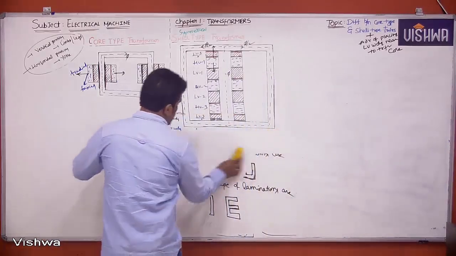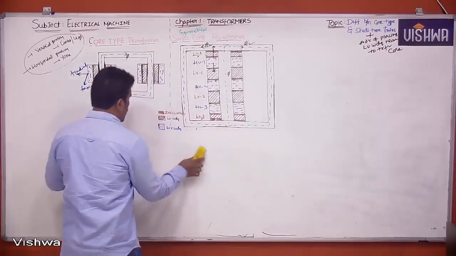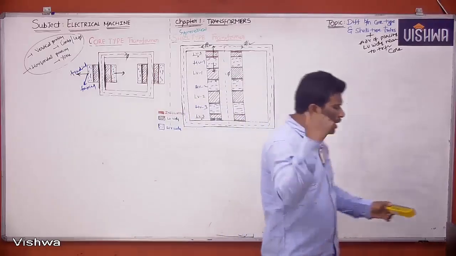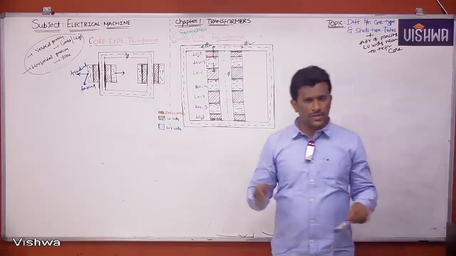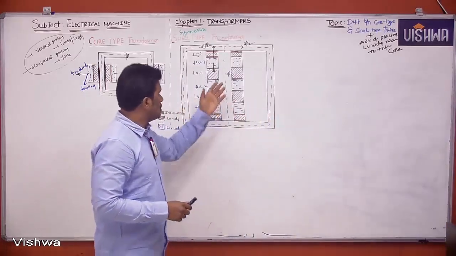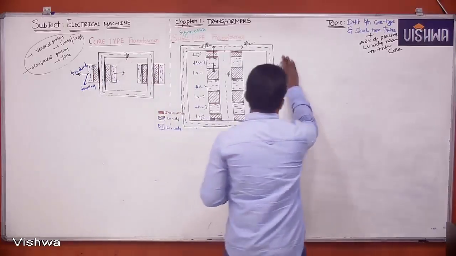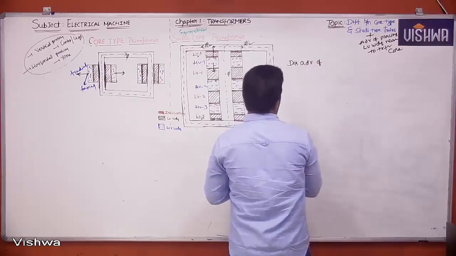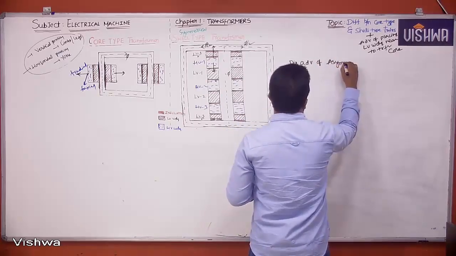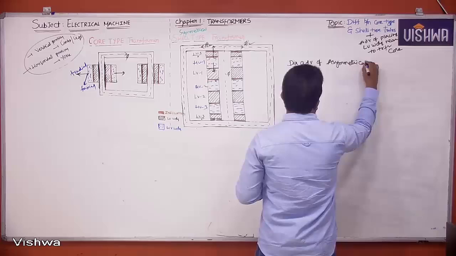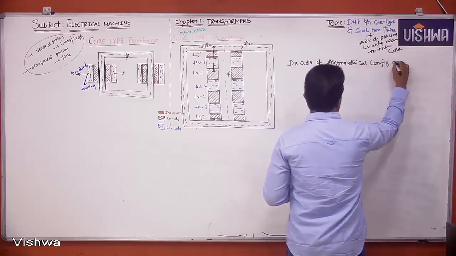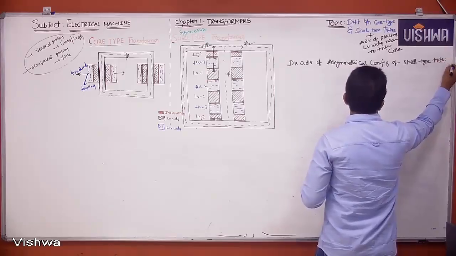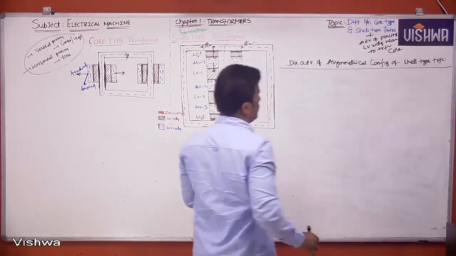Now, why are we writing symmetrical shell type transformer here? That means you are having some problem in asymmetric configuration. That's why we are going for symmetrical configuration. So let us see what is the disadvantage of asymmetrical configuration of shell type transformer.